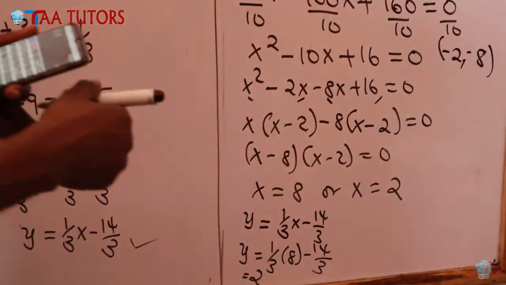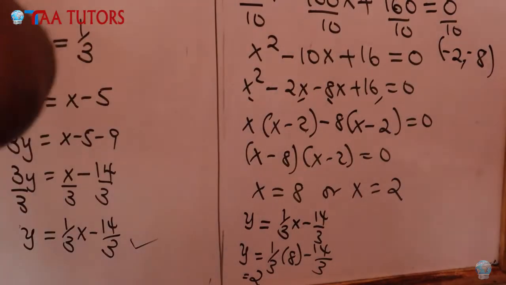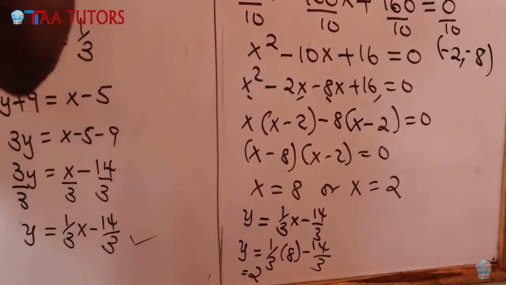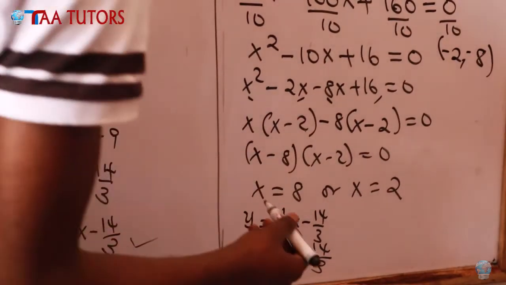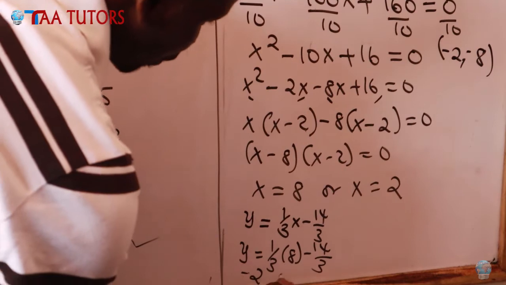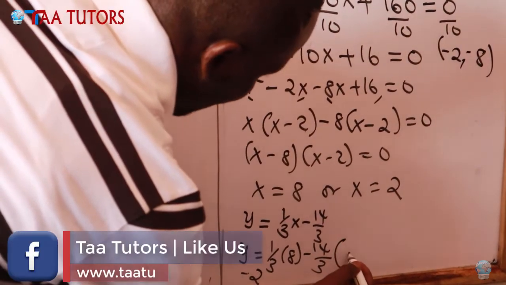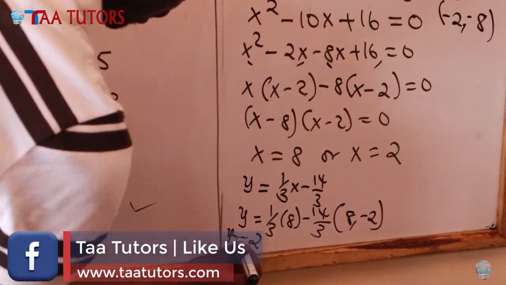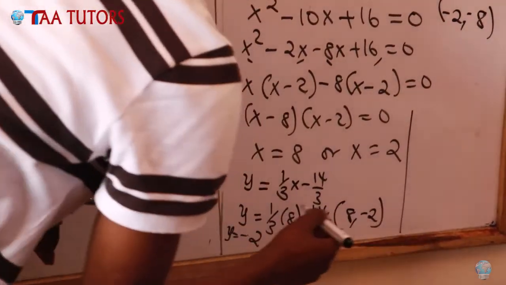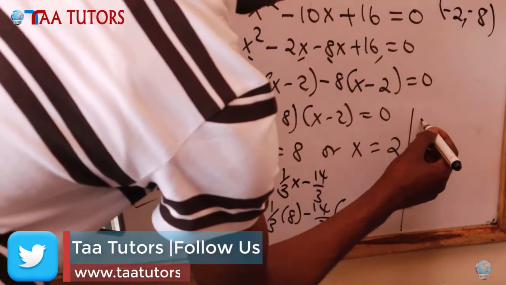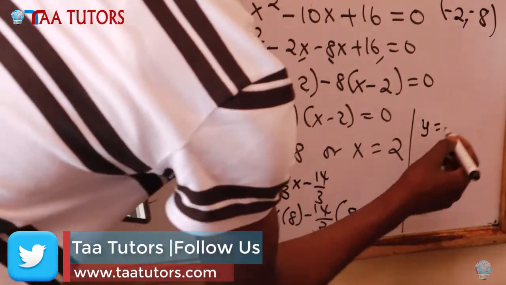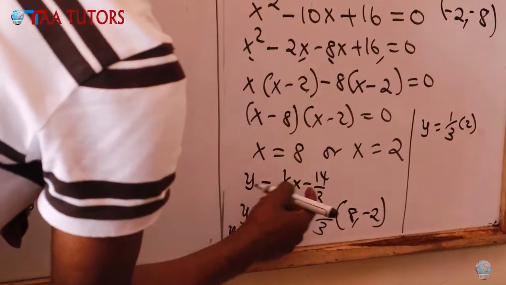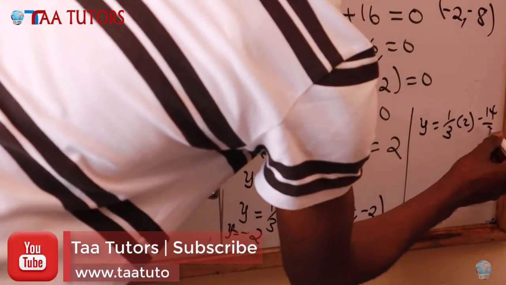Negative 2. So viewers, we have to create some space so that we can handle this issue as appropriate. So for the first coordinate, if x is 8, y is negative 2. As we have said here, y is negative 2. Let me use the other side to find it. Another one, when x is 2, I'll say y equals a third x, where x is 2, then minus 14 over 3.